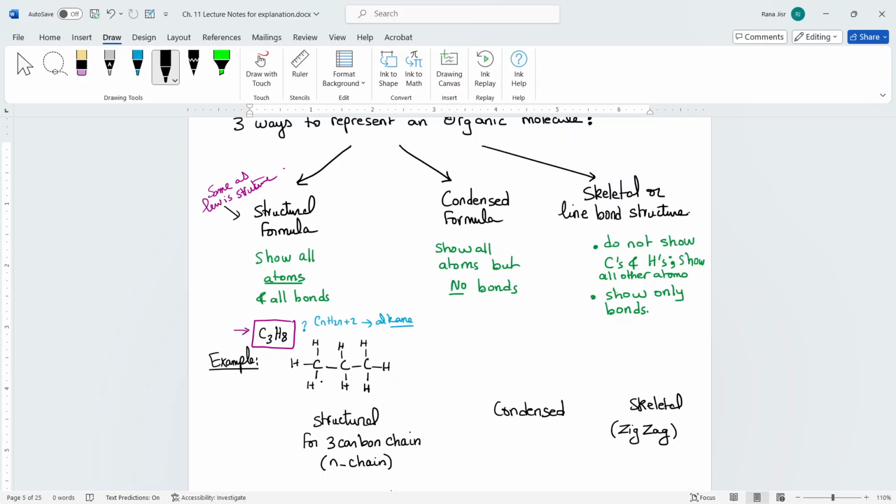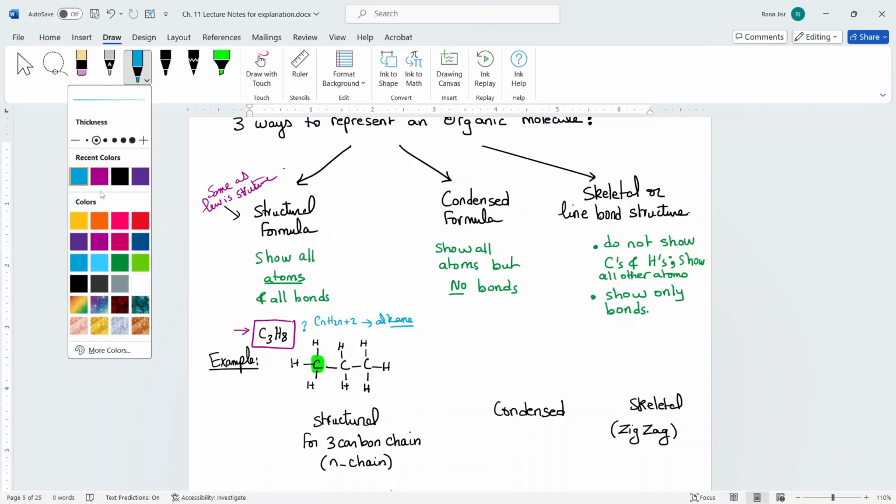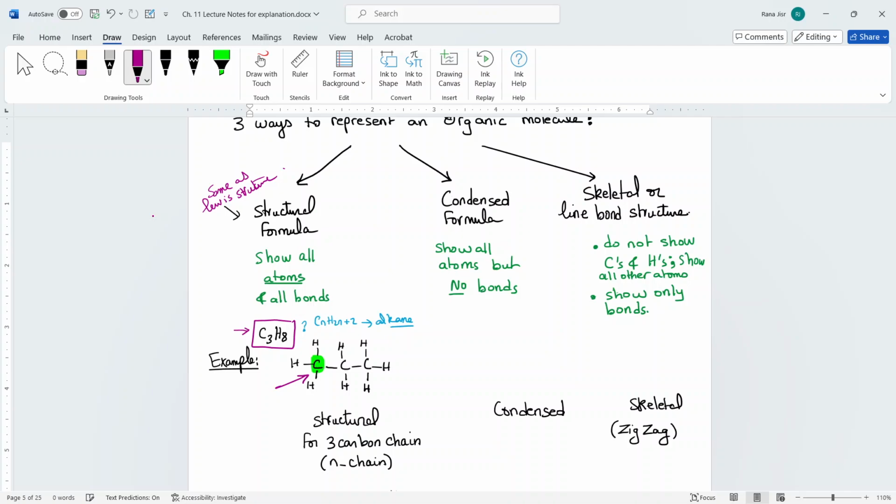So in the condensed, you show the atoms only. You take out the bonds. So I show the carbons, the hydrogens here, I take out the bonds. And always, always start by reading any organic molecule as you write. So you write from left to right, you read from left to right. Never ever read it from the right. I'm just going to leave you a note that says read the molecule from here. Okay, so always start reading the molecule from the left.